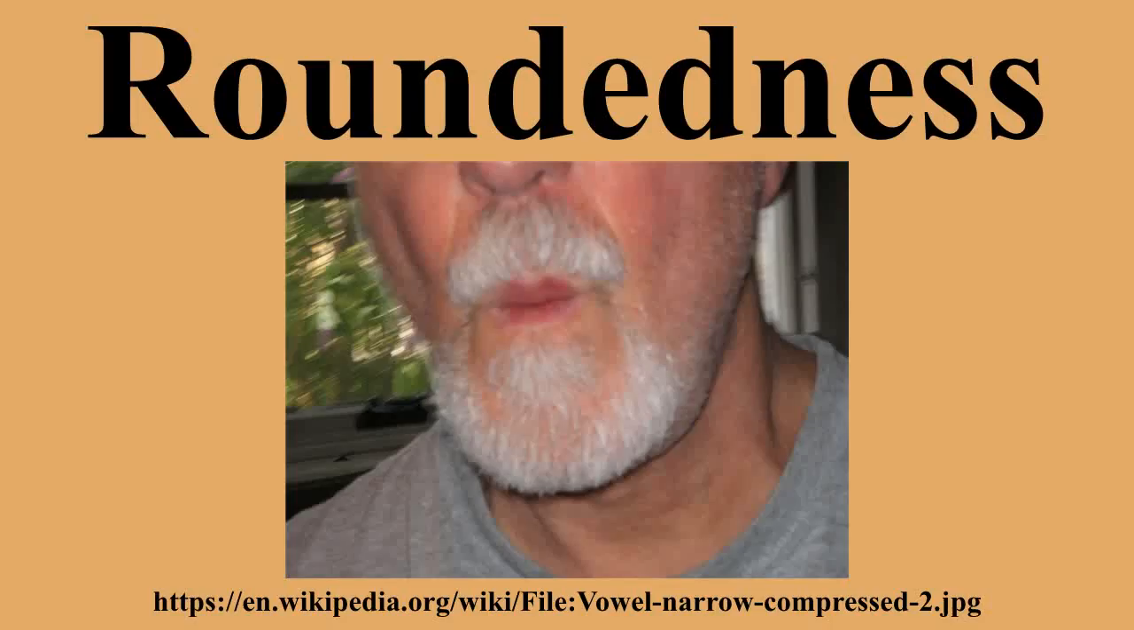In phonetics, vowel roundedness refers to the amount of rounding in the lips during the articulation of a vowel. It is labialization of a vowel. When pronouncing a rounded vowel, the lips form a circular opening, whereas unrounded vowels are pronounced with the lips relaxed. In most languages, front vowels tend to be unrounded, whereas back vowels tend to be rounded.